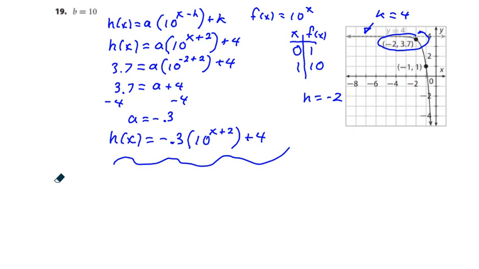And our domain is going to be, in set notation, x such that x is an element of all real numbers, and then range.